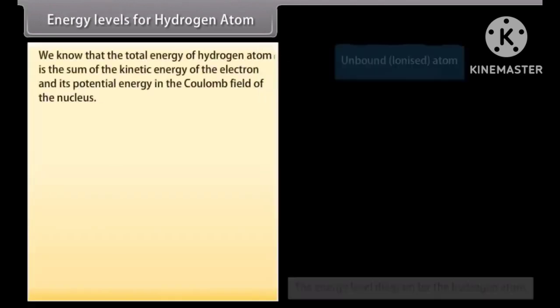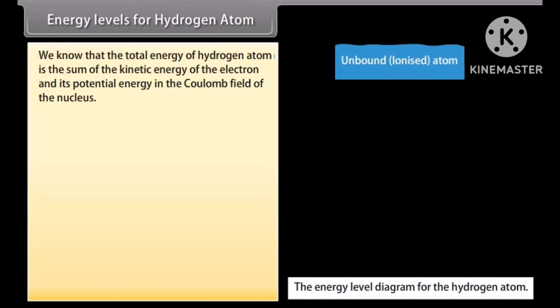Energy levels for the hydrogen atom. We know that the total energy of the hydrogen atom is the sum of the kinetic energy of the electron and its potential energy in the Coulomb field of the nucleus. E_n equals minus e square upon 8 pi epsilon naught r_n.